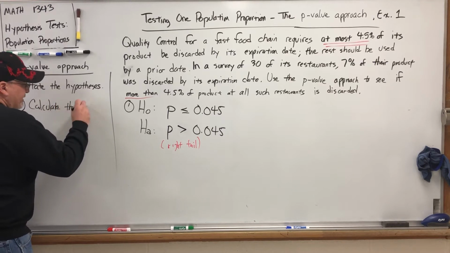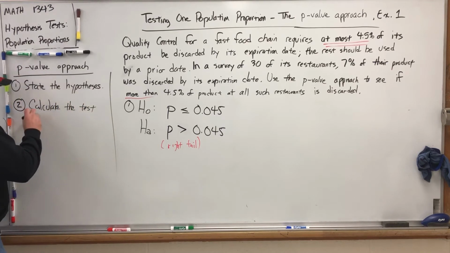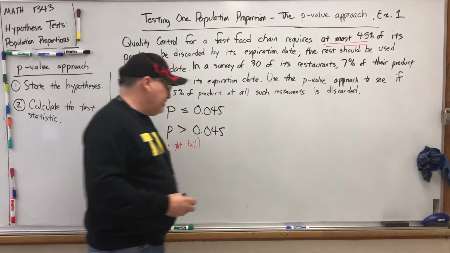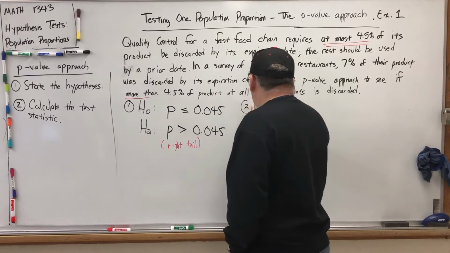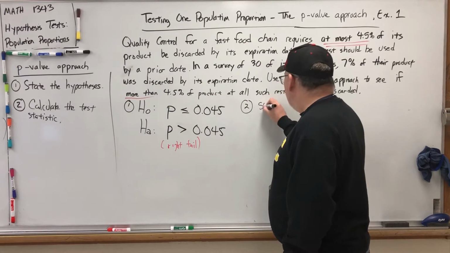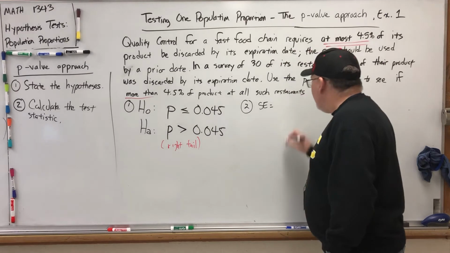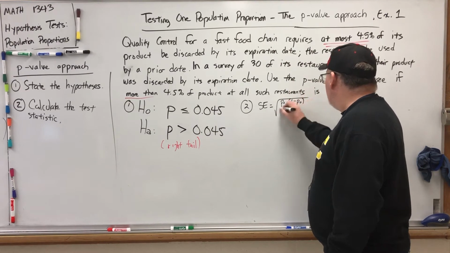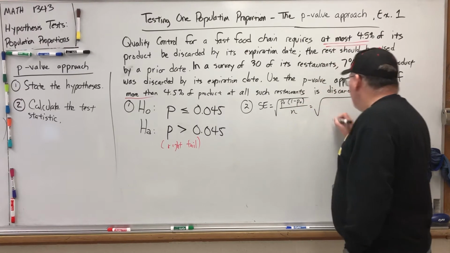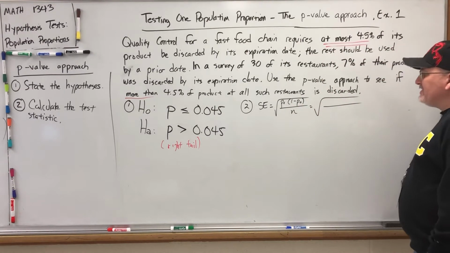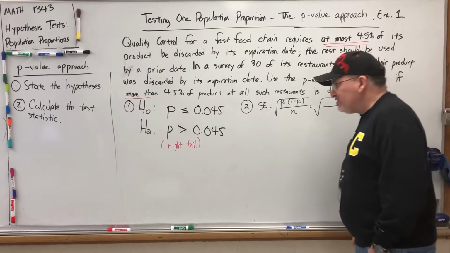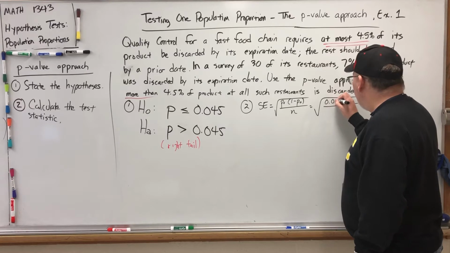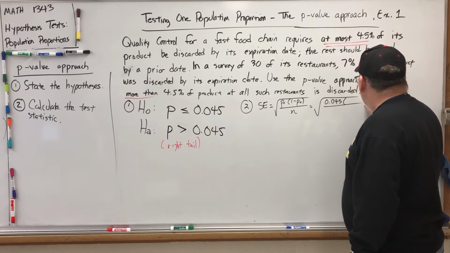Calculate the test statistic. Okay, so we use the same formulas that we did before. Our standard error, let's get right to it, is the square root of p naught times 1 minus p naught over n. P naught is the hypothesized value from the null hypothesis, which was 0.045. So 0.045 times 1 minus that.